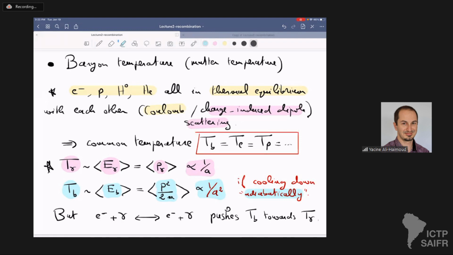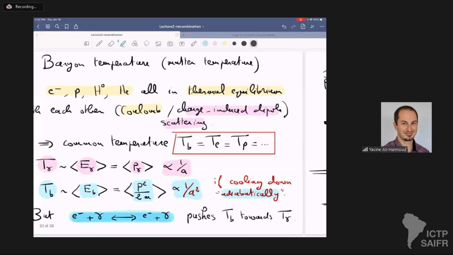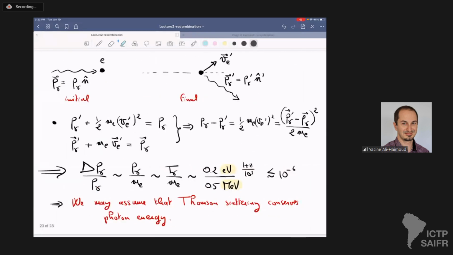But in reality, Thomson scattering, again, Thomson scattering is really a crucial piece of physics in the CMB, is pushing the baryon temperature towards the photon temperature. It's trying to maintain the electrons and the photons in equilibrium with one another. But it doesn't succeed at all times. So how does this work?